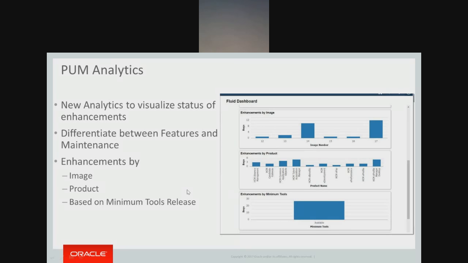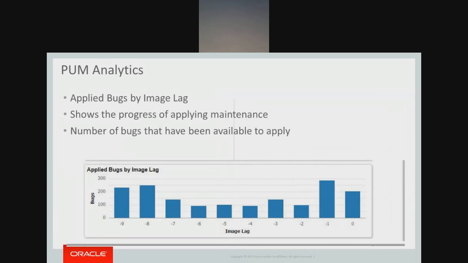But it's just some graphical analysis that you can do. This particular graph right here is showing you the relative time that you may apply things. I think it's easier to explain by an example. So let's say you're on image 27, which is what you plan to go live with.